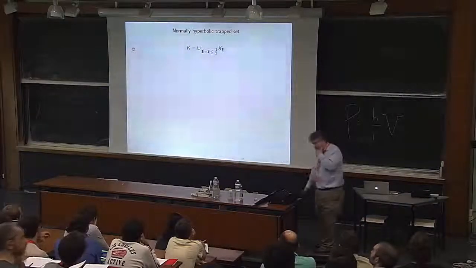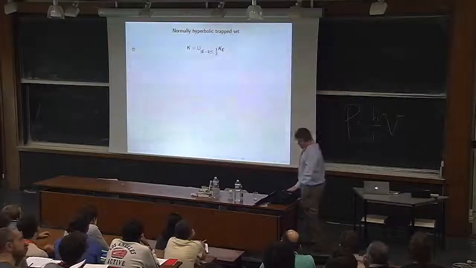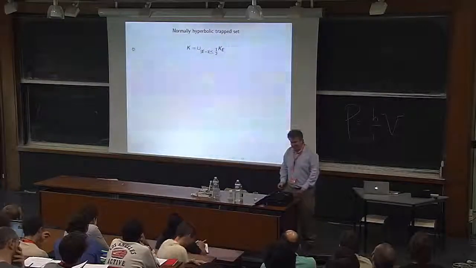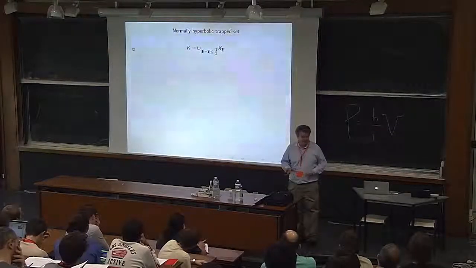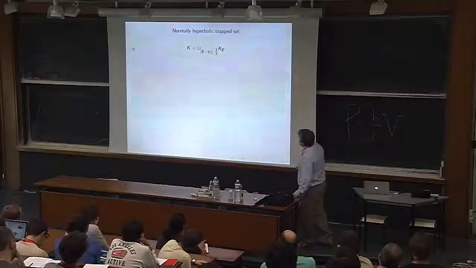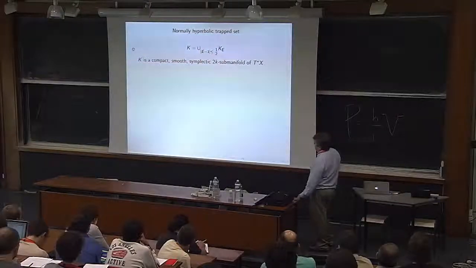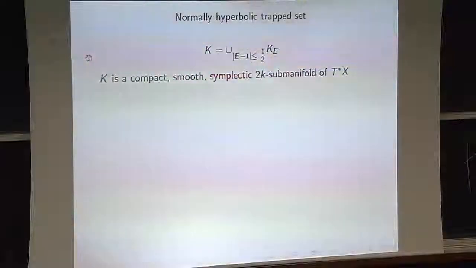Now we come to normally hyperbolic trapped sets. And this is related to general relativity because the trapped sets for black holes are normally hyperbolic. And in this case, we now work away from zero energy. Away from zero energy, I look at the slab of trapped sets. I look at a bunch of them at different energies. And it turns out, in the setting of Anosov flows, but this is now a general definition, if you like, that K is a compact, smooth, symplectic manifold.